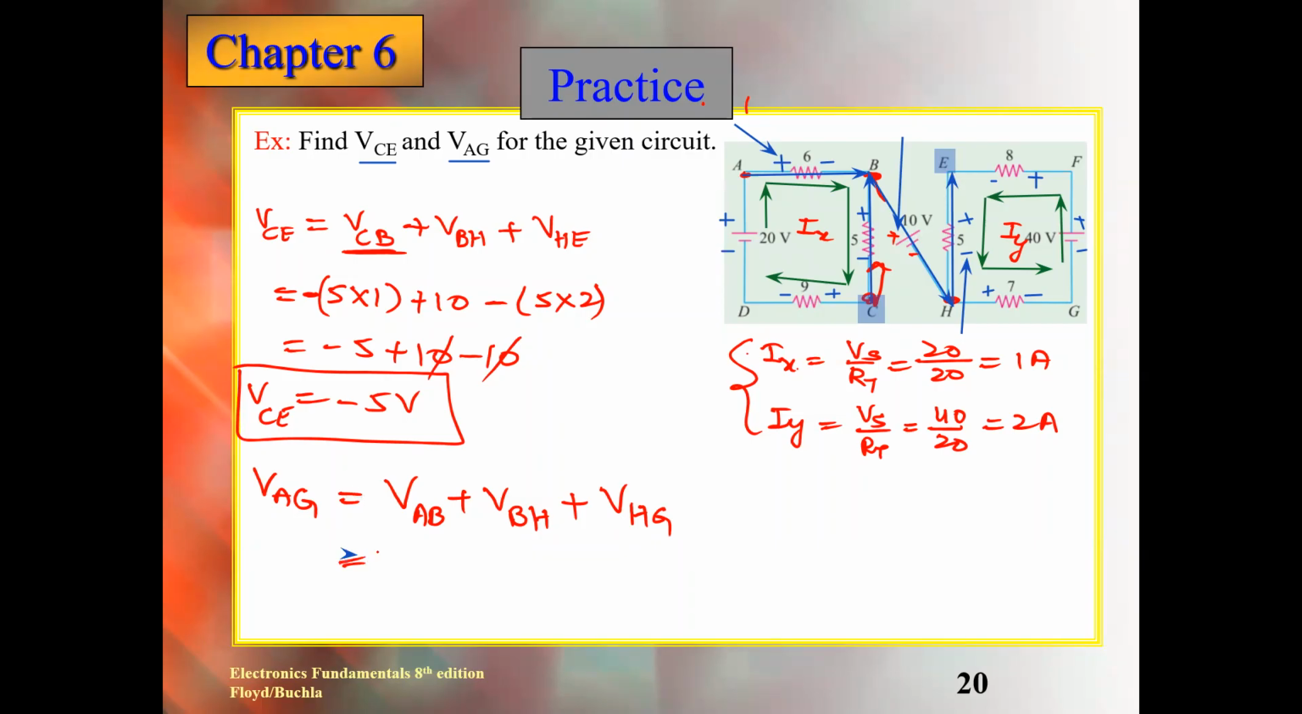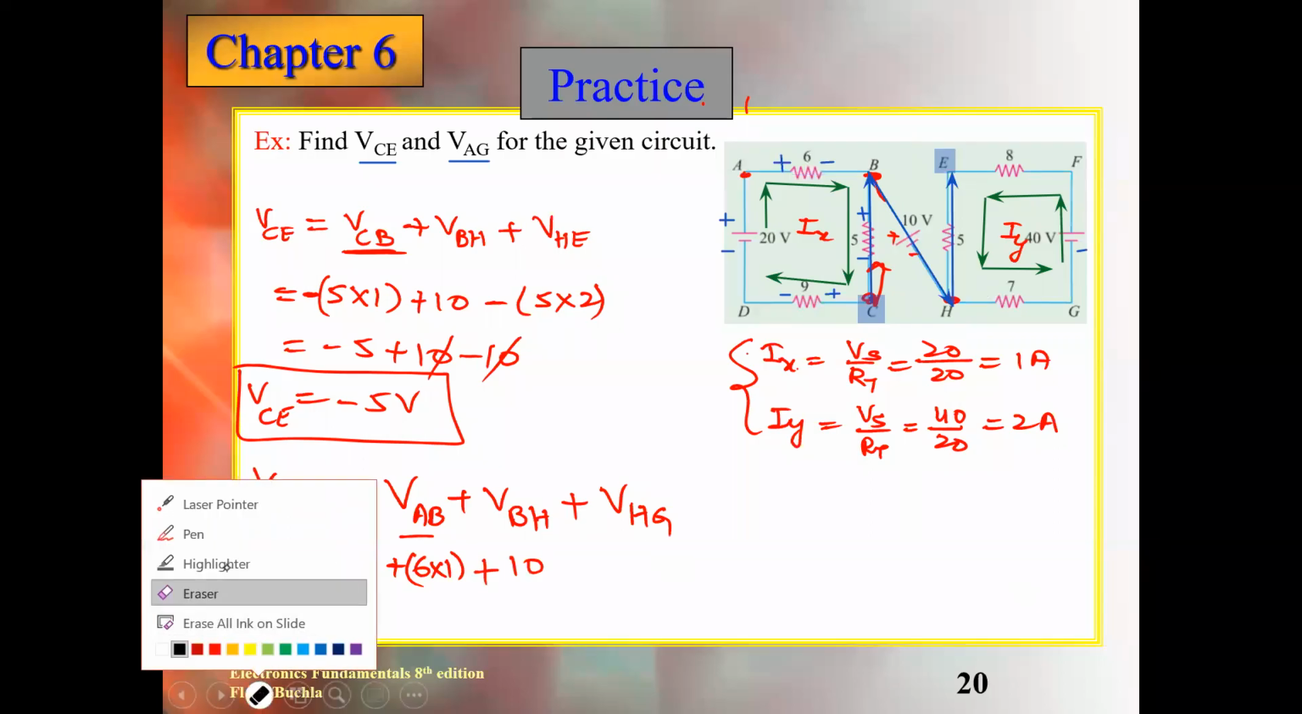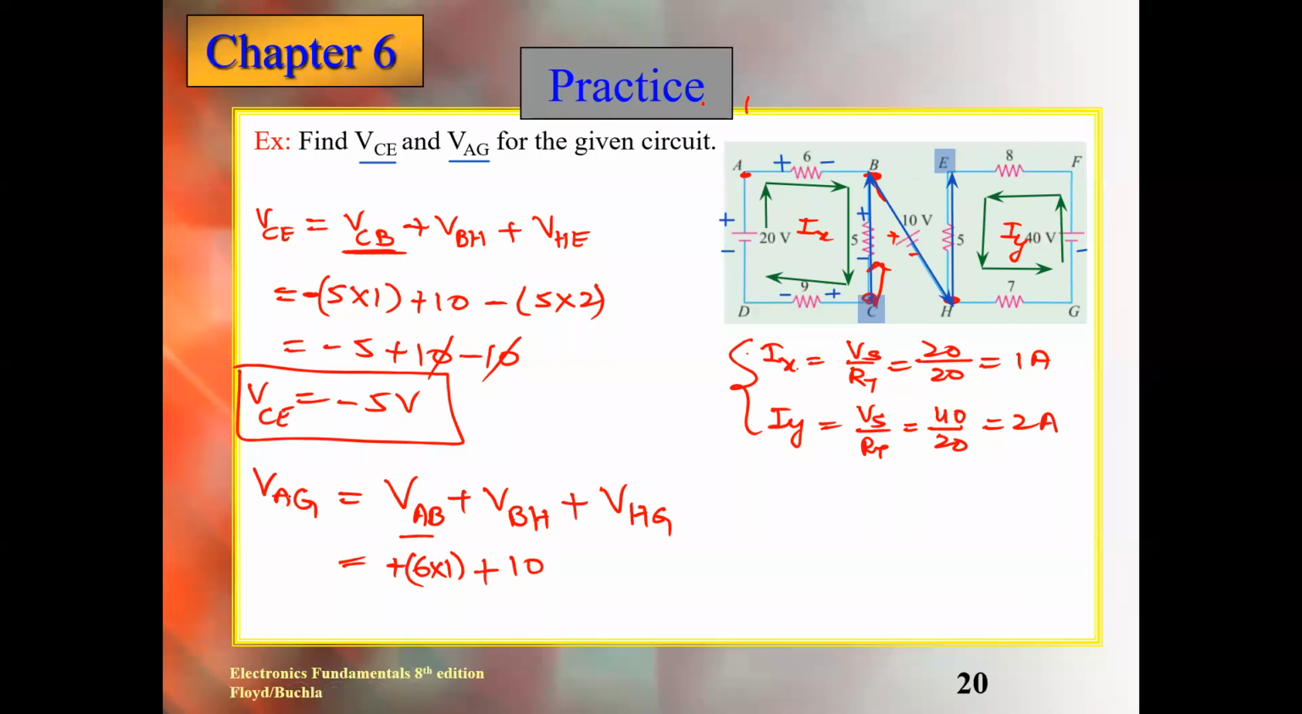So your VAB is how much? Positive 6 times 1 plus 10 plus minus 7. Sorry, no, it's HG. That's plus. This is HG, 7 times 2. So this is HG. I have to write, I explain here. We are not going there. We need to go this way, right? So this is positive. This is positive because of the current direction.